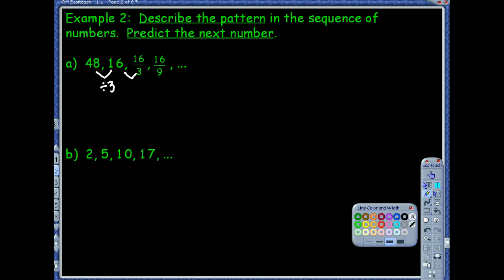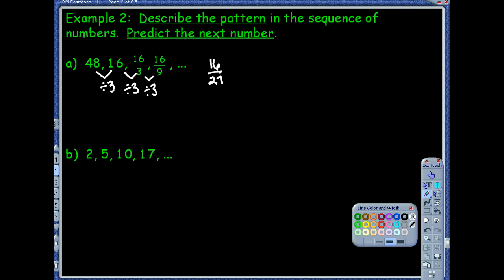Ooh, that's pretty good. 16 divided by 3 would be 16 thirds. Now, what about 16 thirds divided by 3 again? Would that get you 16 ninths? Well, it should make sense because we know that dividing by 3 is really multiplying by 1/3. Ah, so if I multiply by 1/3 as well, then that would also be the same thing as dividing by 3. Absolutely. So then my next number would be 16 over 27.